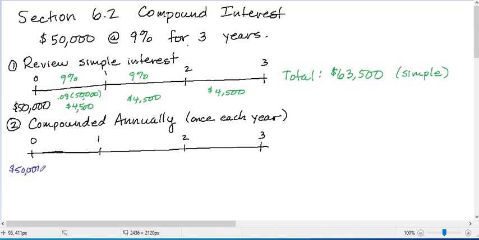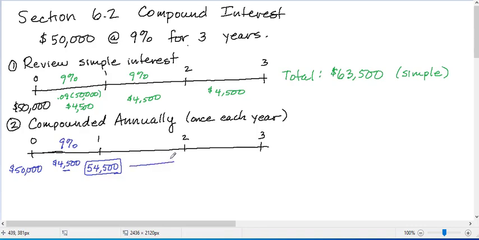We're going to invest it at 9%, but now we're going to allow the 9% to compound annually. So here's how it works. The first year, nothing looks much different. You get 9% interest, which is $4,500. But at the end of the year, that $4,500 gets added into the balance. And from here on out, you'll be earning interest on $54,500 instead of the original $50,000. So this interest gets to earn its own interest.